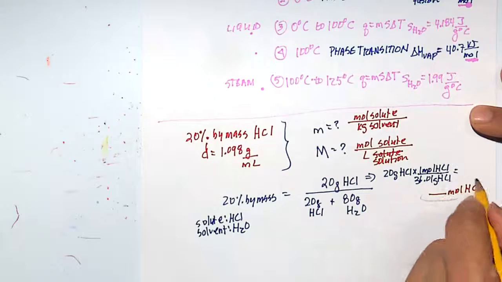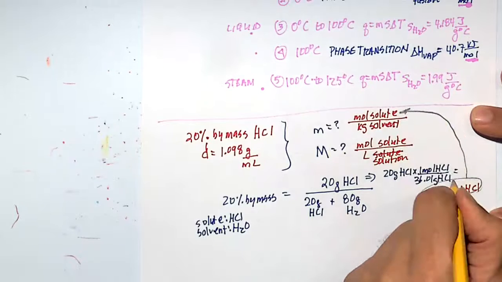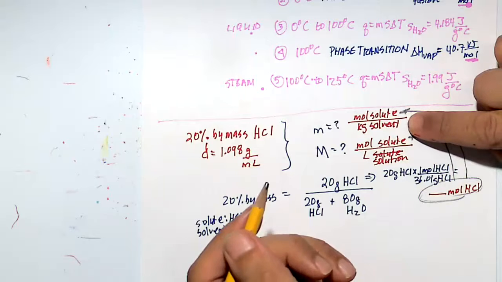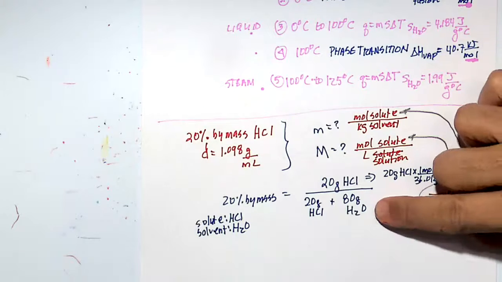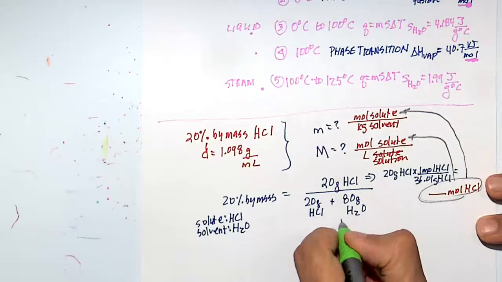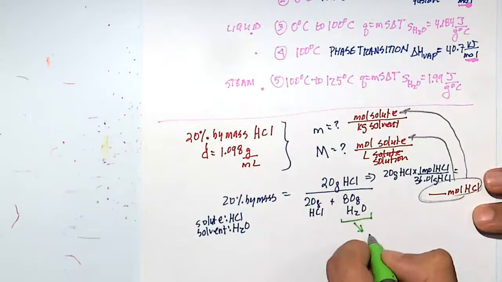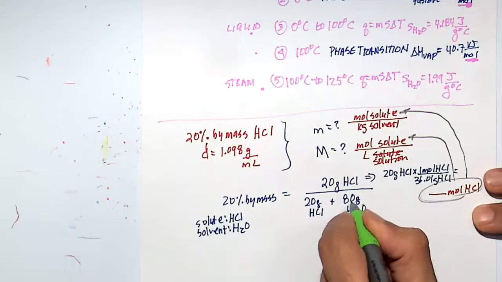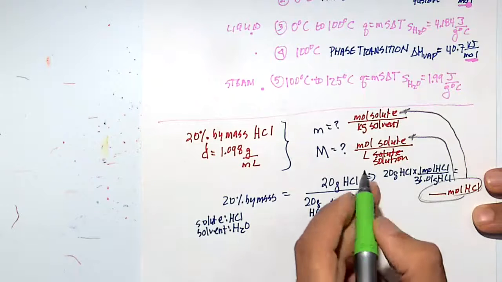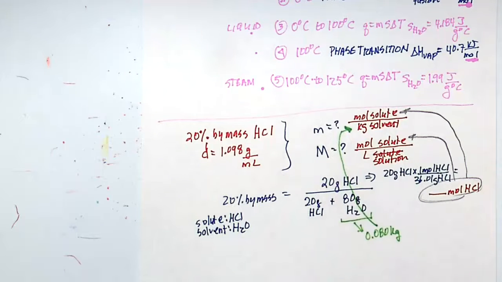So the moles of solute here, we have it. Okay, how will we get kilograms of solvent? Right here is our kilograms of solvent, so that is dividing it by 1,000, 0.080 kilograms of our solvent. So now we can solve for molality. So I think that's easy enough.